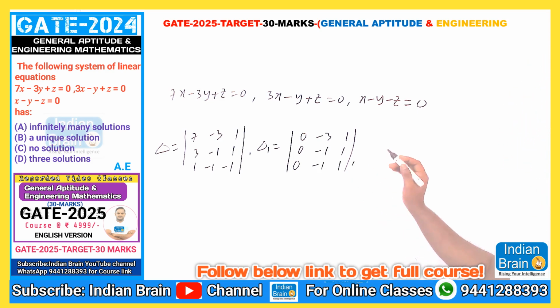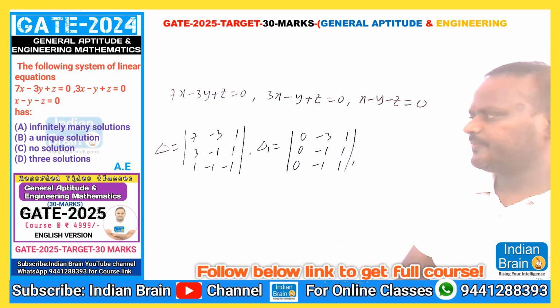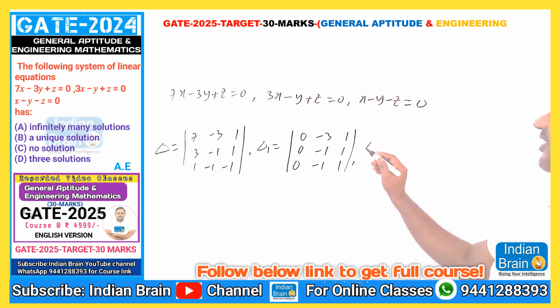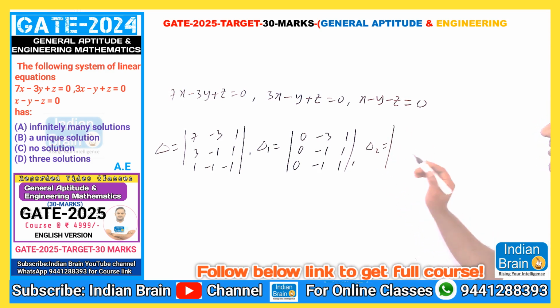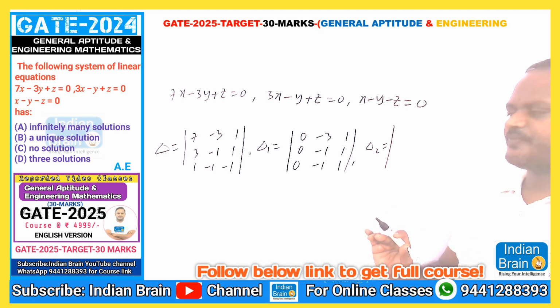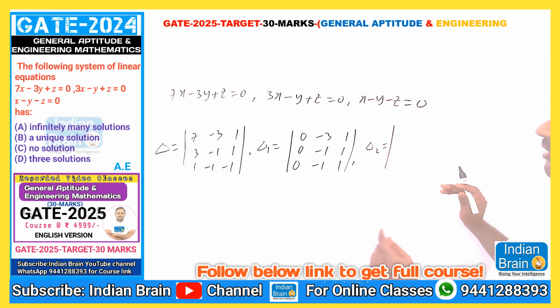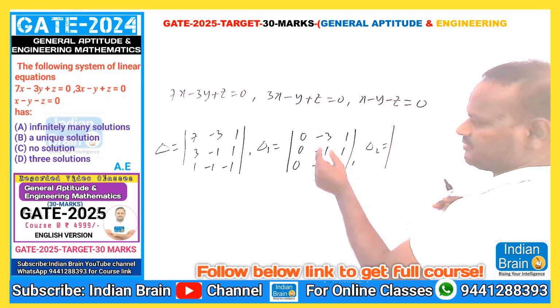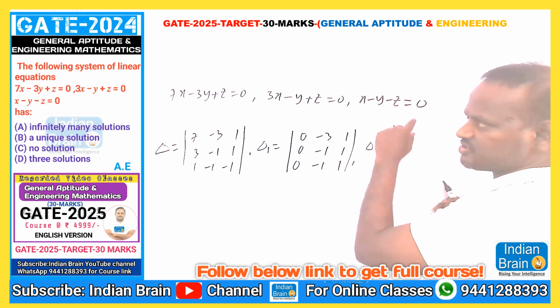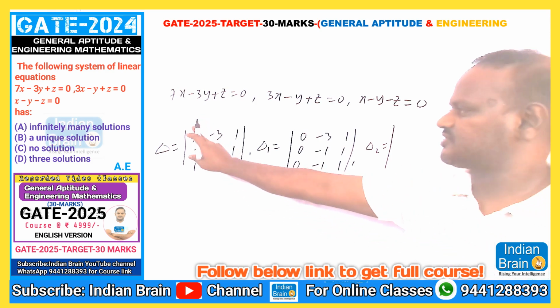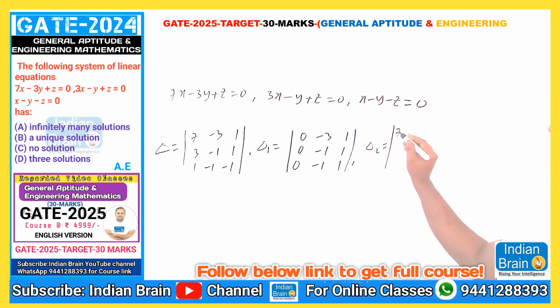Then what about delta 2? I think you have an idea, right? Delta 2 is nothing but the same determinant, but for your comfort, we need to replace constants. The second column should be replaced by constants. So the first column will be the same, right? So 7, 3, 1.